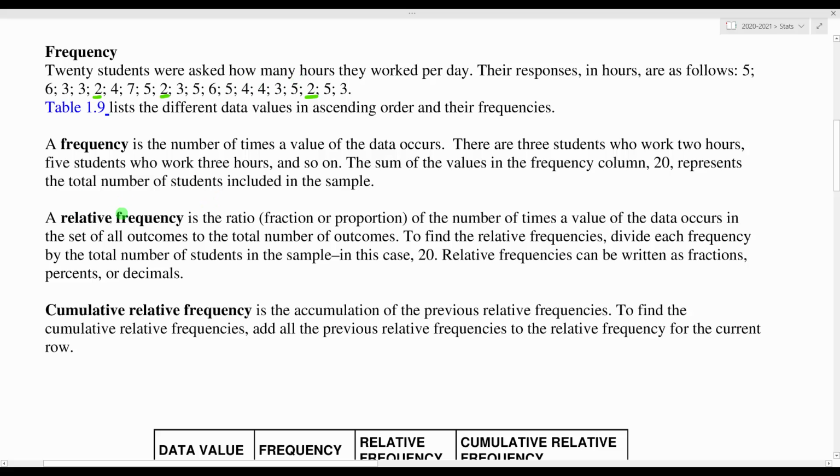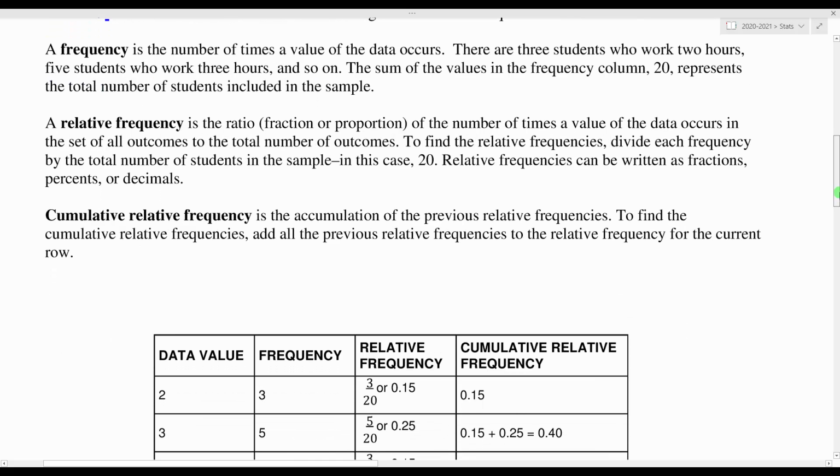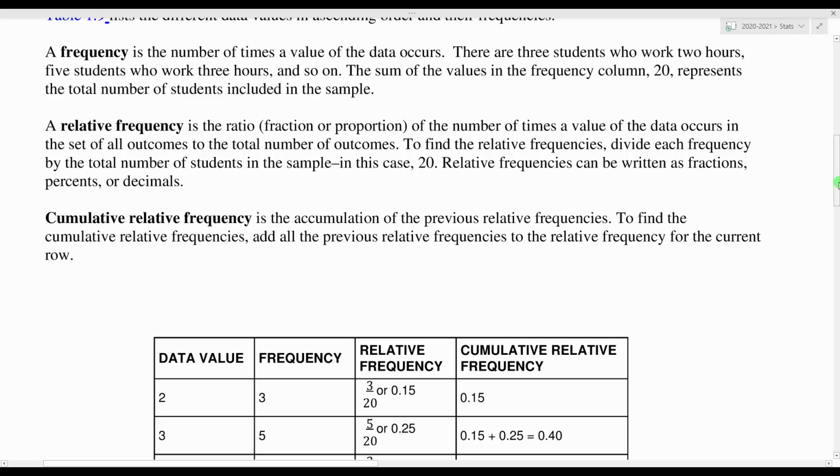We're also going to see something called a relative frequency. The simple way to remember relative frequency is: what percentage of the data is a particular value? If I ask what percentage of the data is a 2, you would say there are 3 2s and 20 total pieces of data, so 3 out of 20 would be our relative frequency, whatever percentage is yielded from that. Then we see a cumulative relative frequency, and that is where you add up the relative frequencies as you go.